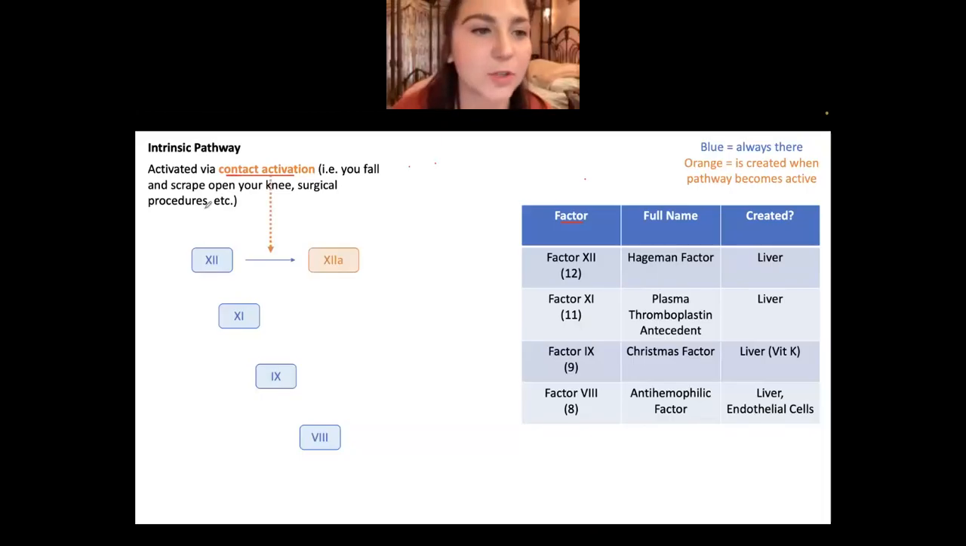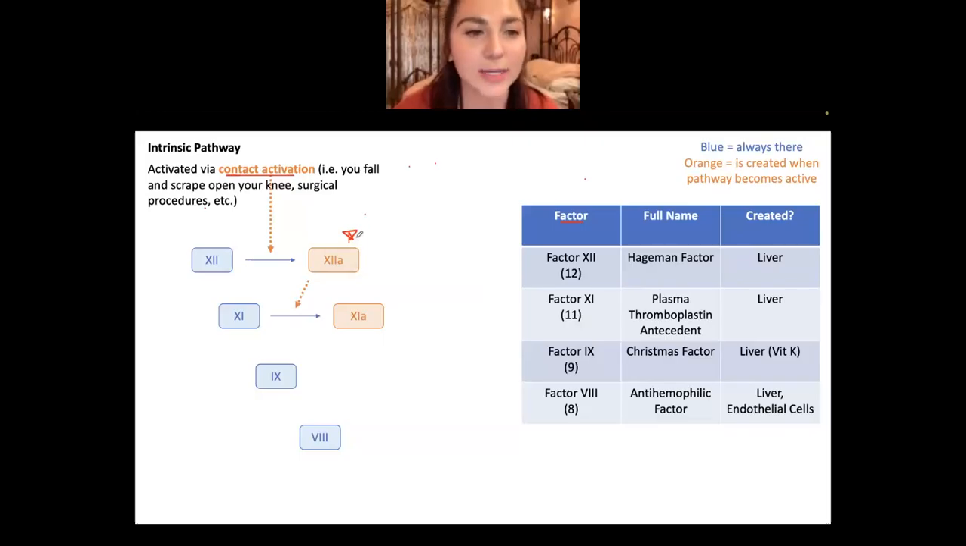All right, so we have 12. The first thing that's going to happen is this contact activation is going to activate factor 12 to turn into factor 12A, and the A stands for activated, right? So it's the active form of 12. It's very similar to complement, except with complement, remember the A was for the anaphylatoxins, but now this is the activated form of 12A. And again, like I said, orange, this is created once the pathway got active. That's why it's orange.